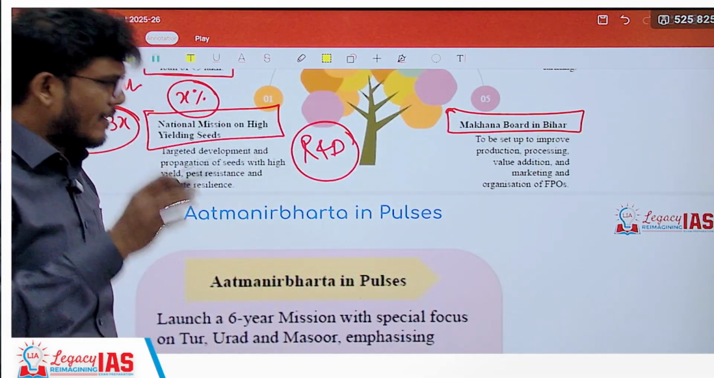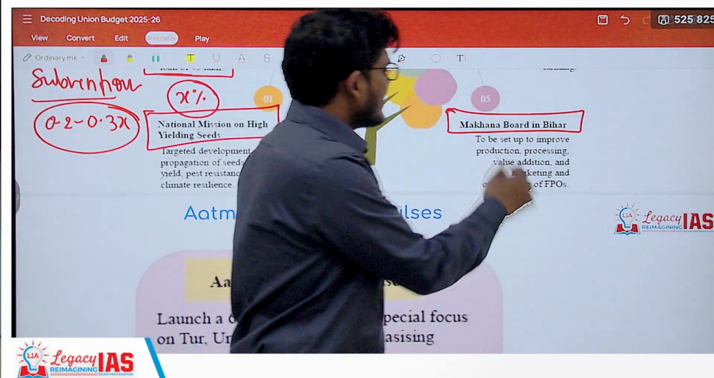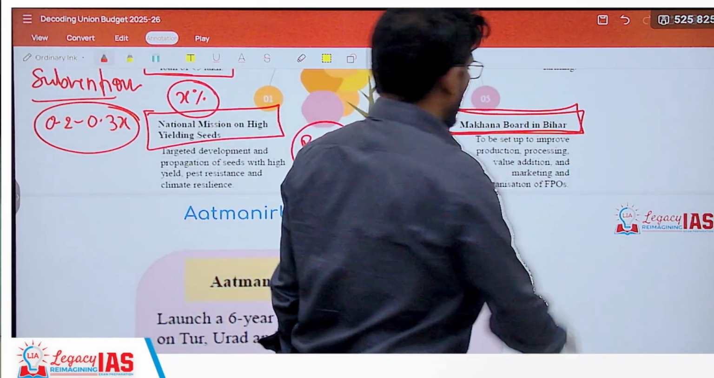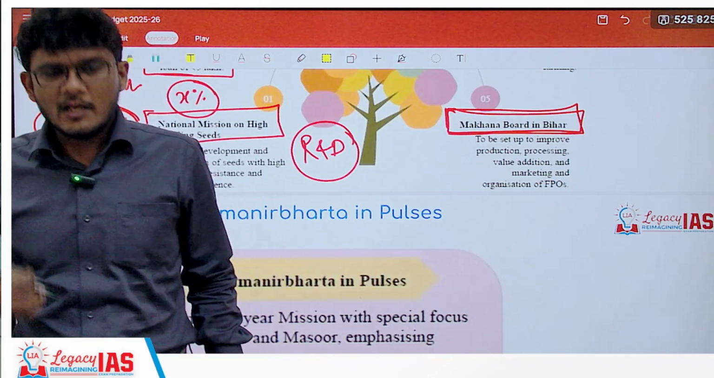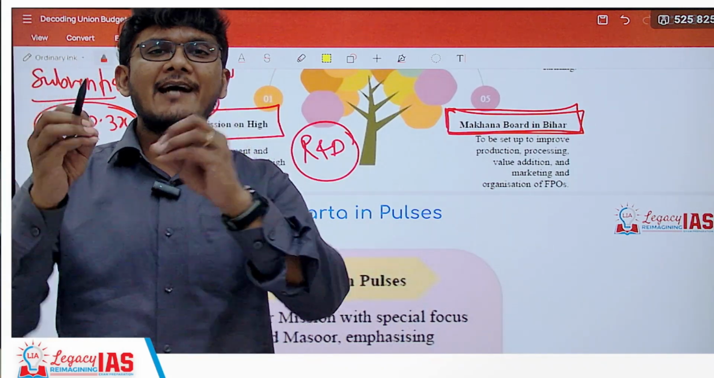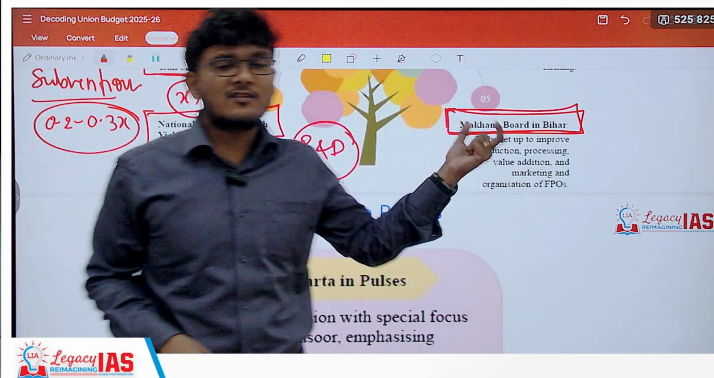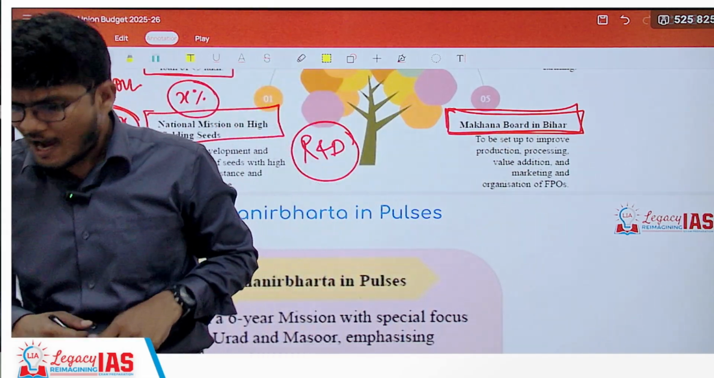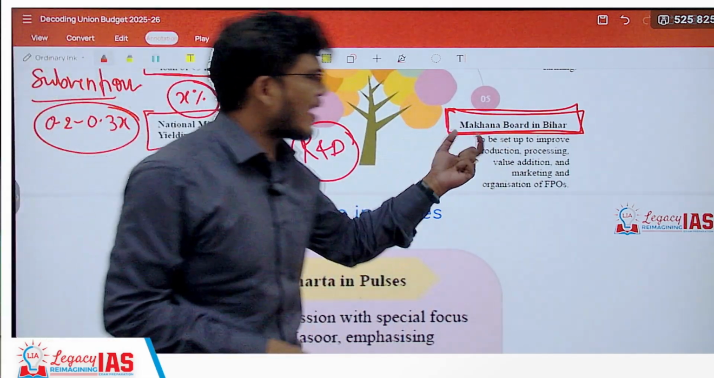So the central government in the union budget has talked about setting up the Makhana board. Now Makhana is quite famous in Bihar. In fact, it has got the GI tag. Bihar has the GI tag for a specific kind of makhana as well. So what is this Makhana board all about?